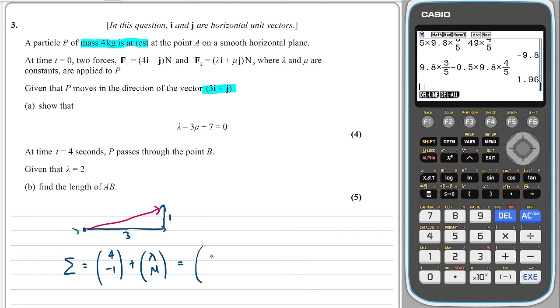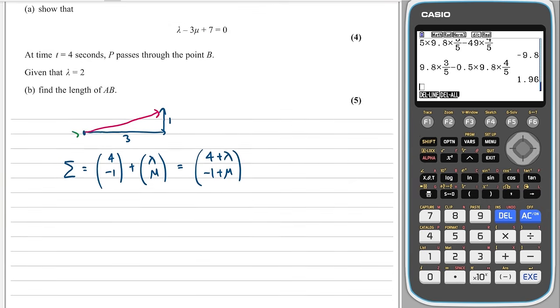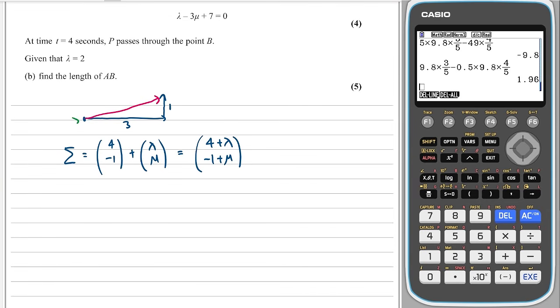So I could write that as 4 plus lambda minus 1 plus mu. And we need the i's to be 3 times the j's in order for us to go in this direction. So I need the i's, which is the top row, to be 3 times bigger than the j's. So if I times the j's by 3, then we should get equality, because the i's are 3 times bigger, so they'll be equal to each other.